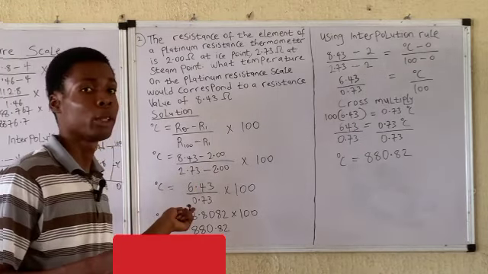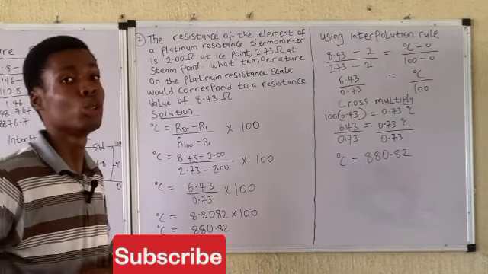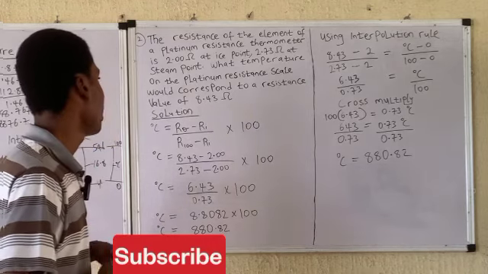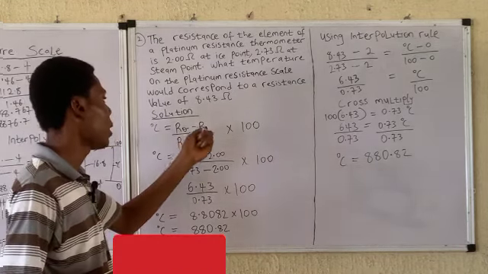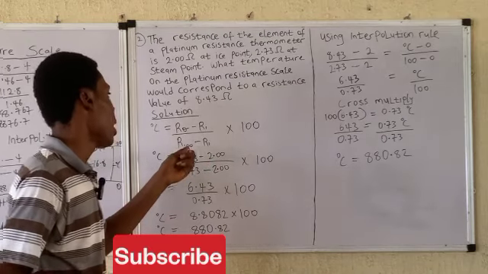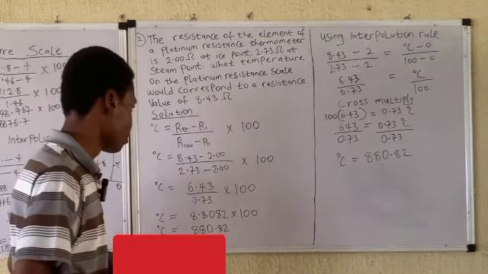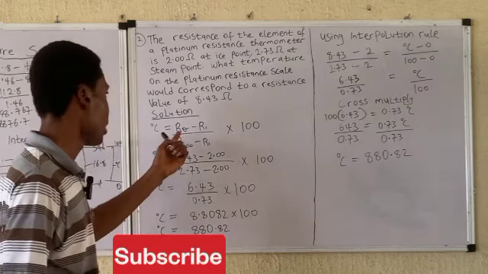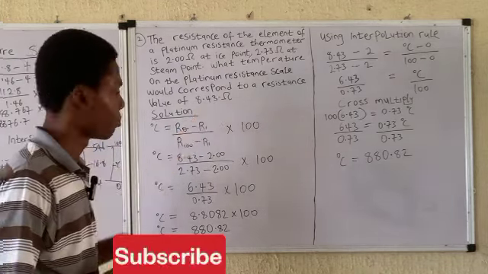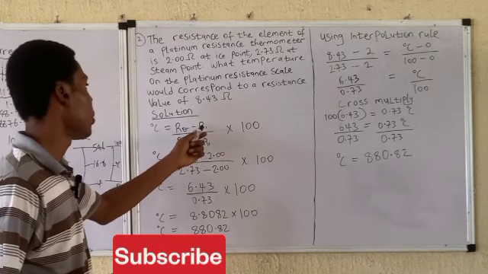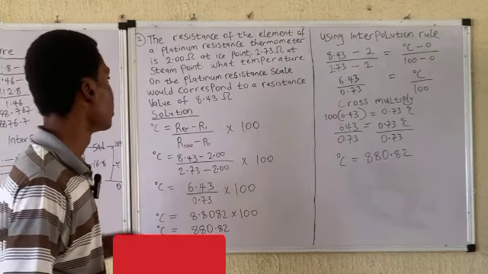Like I said before, we can use two methods of solving resistance. We have the formula method and the interpolation rule method. So we use the formula method first. So our formula for finding resistance, we have the R theta minus Ri divided by our R100 minus our Ri. So what is our R theta? Our R theta in the question is 8.43, which we have here, minus our Ri.